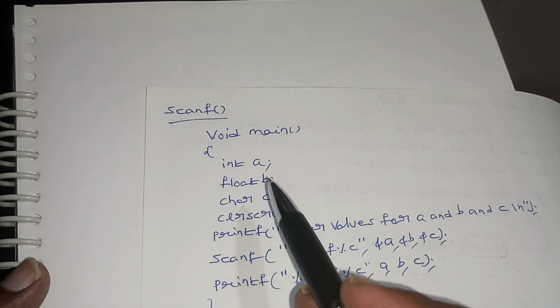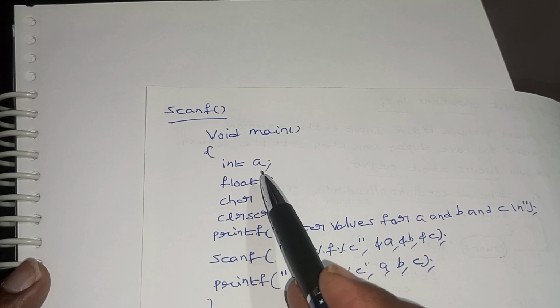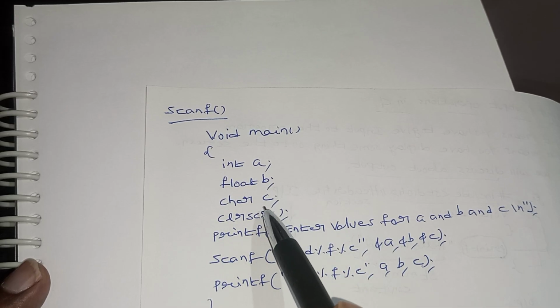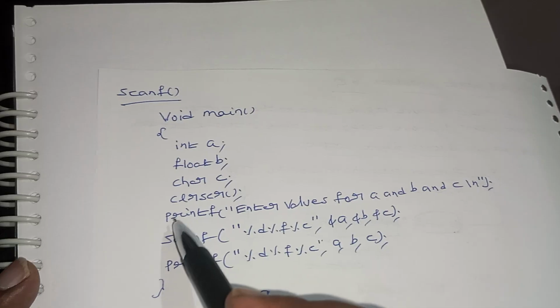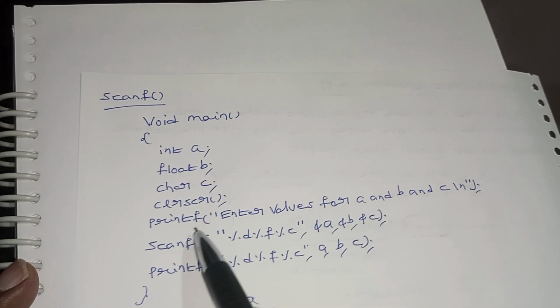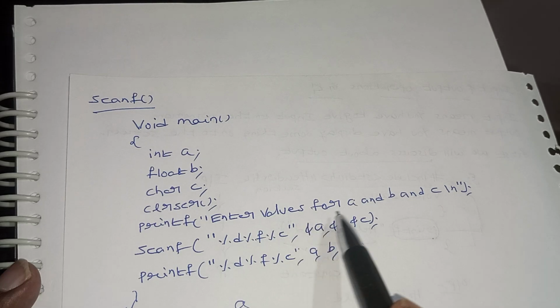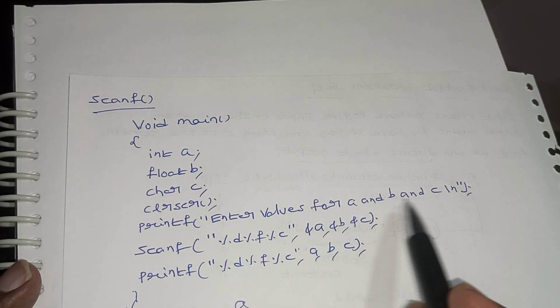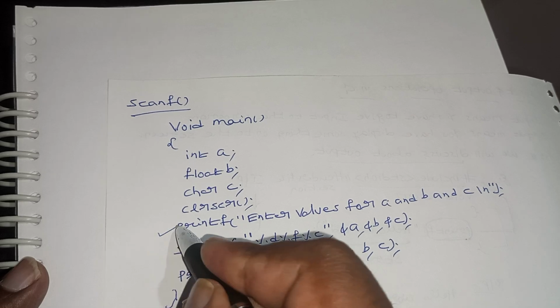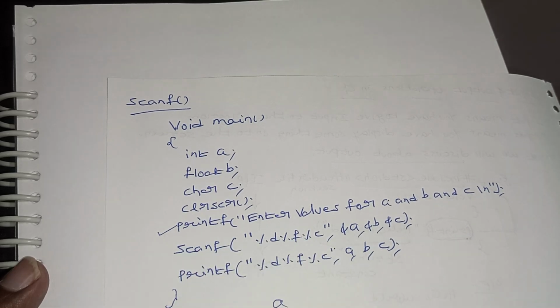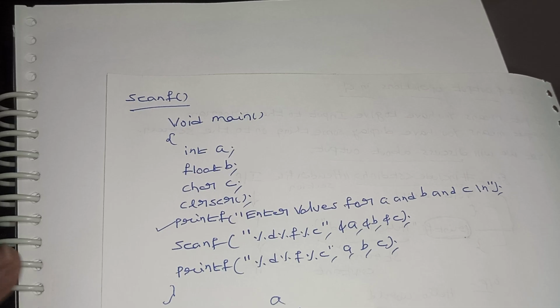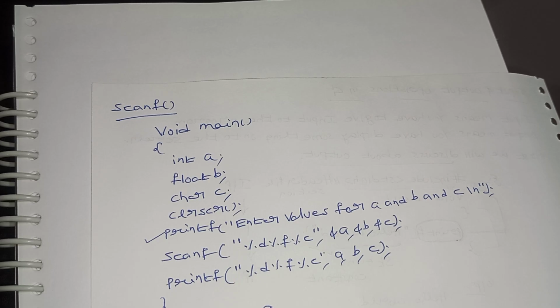Now here I am taking a as an integer variable, b as a float variable, and c as a char variable. Now I'm taking one message: printf, enter values for a, b and c. This is optional, but as a user wants some readability and some meaningful information on the output screen, I am taking the message enter values for a and b and c.